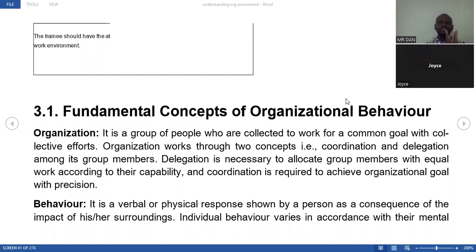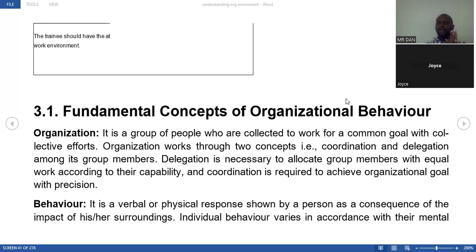What we need to understand is that organizations have a certain type of behavior that shapes what they do within their offices. Organizations are normally made of people who are working in a coordinated way to ensure that they achieve their objective. So for us to understand what organization behavior is, first and foremost, we need to understand what an organization is. An organization is a group of people who are collected to work for a common goal with a collective effort.